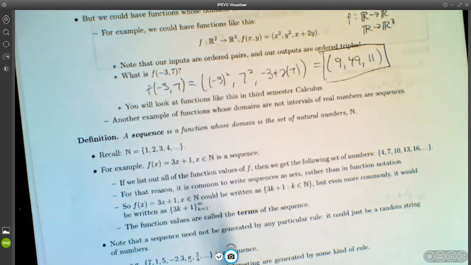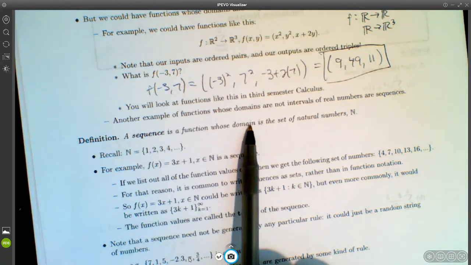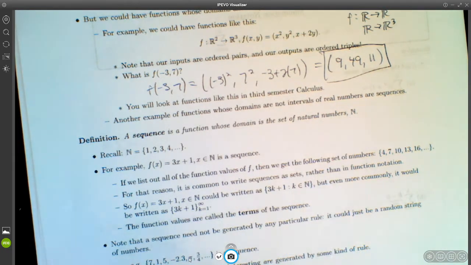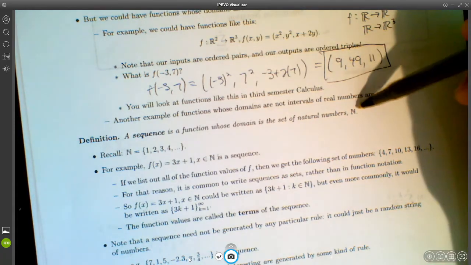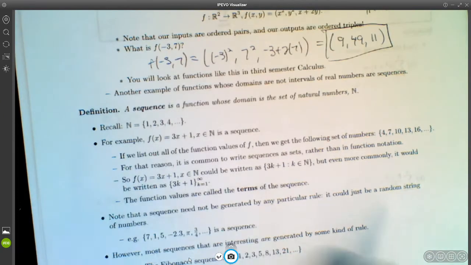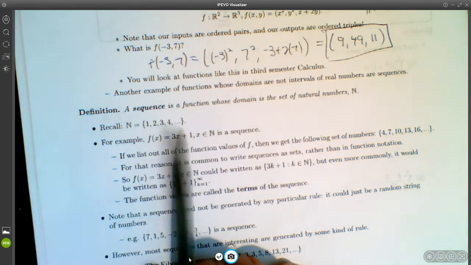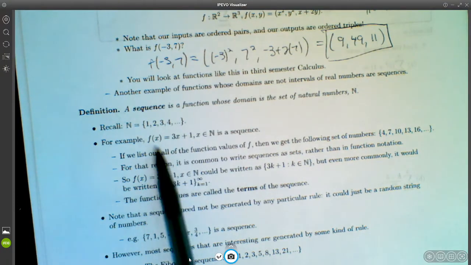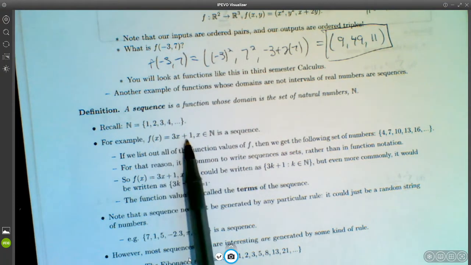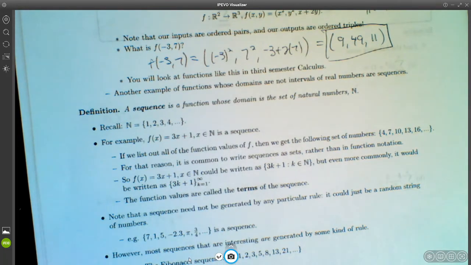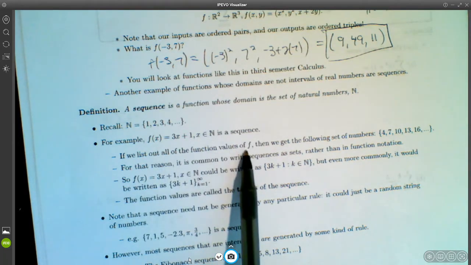A sequence is a function whose domain is the set of natural numbers N. The range could be whatever set, but the domain, the input values, are going to be natural numbers only. Okay, so remember the natural numbers are the positive whole numbers 1, 2, 3, 4, 5, 6, and so forth. For example, f of x equals 3x plus 1, x in N, would be a sequence. Right? That's a sequence.